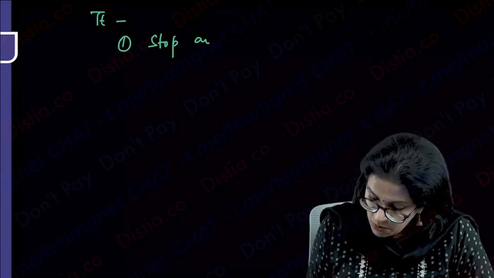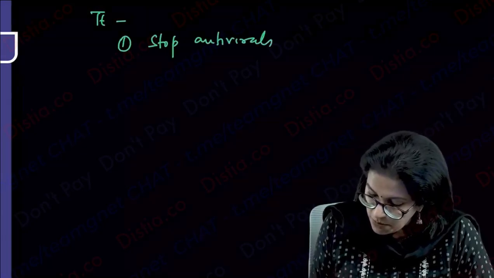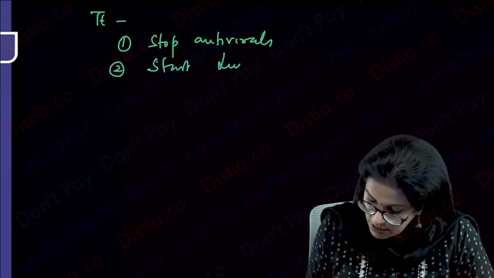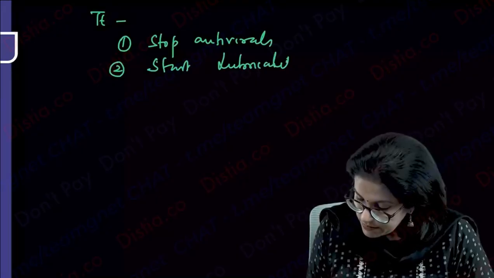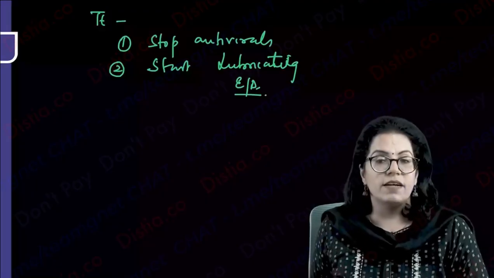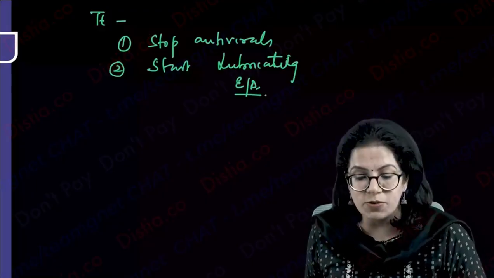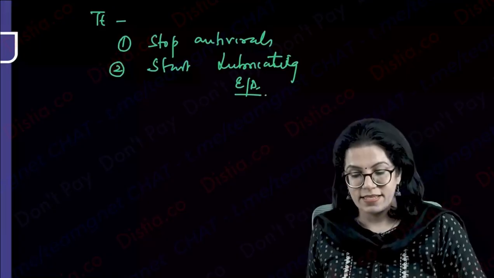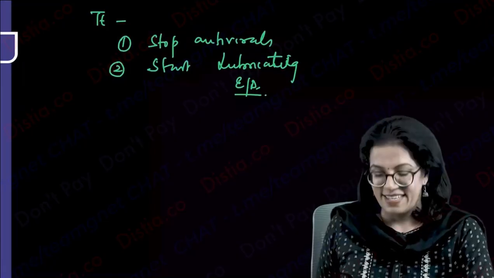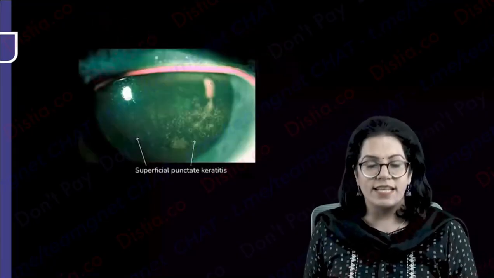Stop the antivirals and start with lubricating eye drops. This will help to heal the epithelium. Right? So that was all about viral keratitis. Let's have a look at the slides here.